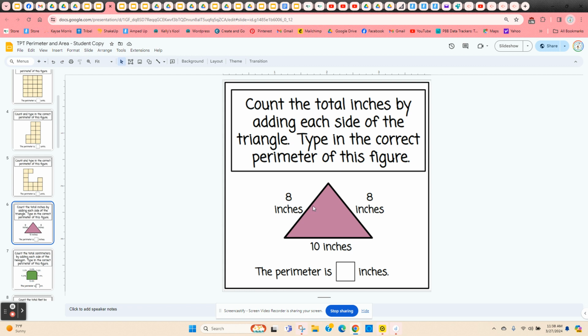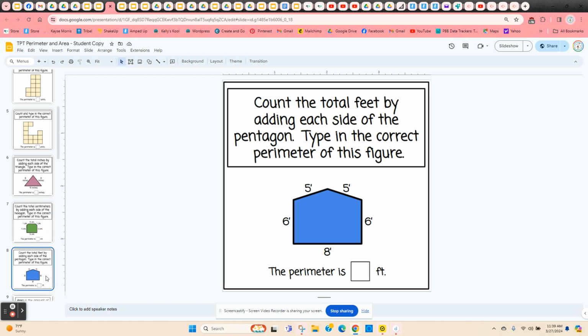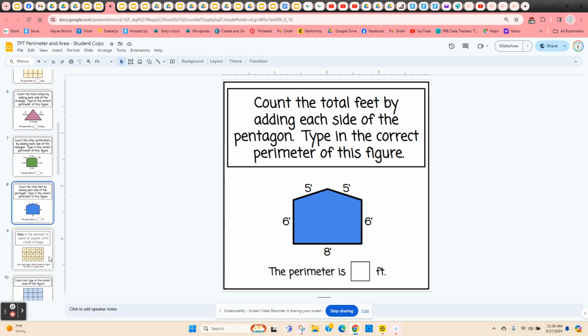And then they're given some other figures. Here's a triangle. They just have to count the three sides, add them together. And then they have a hexagon and a pentagon.